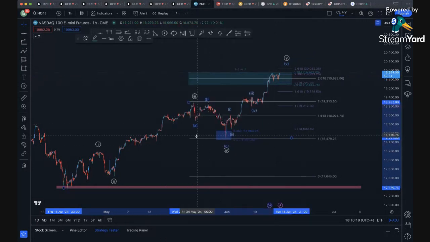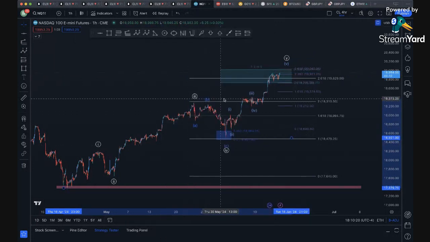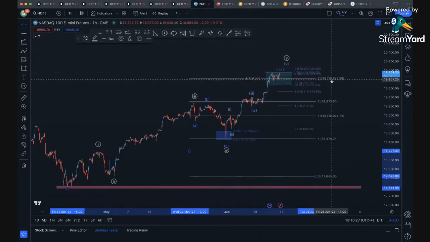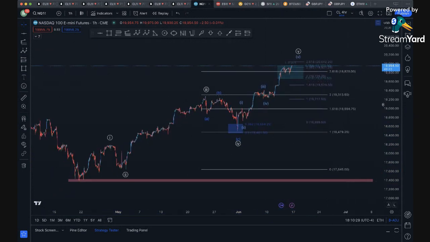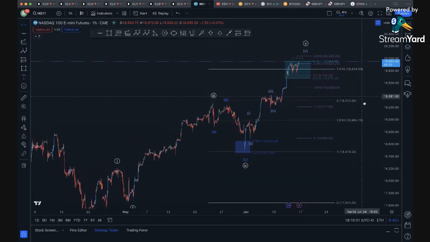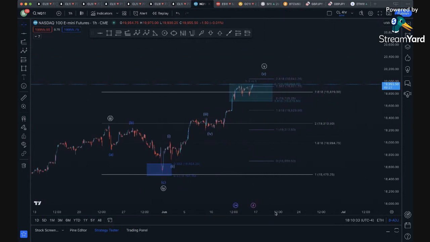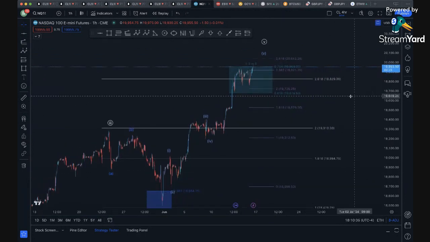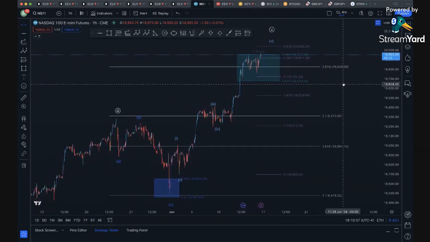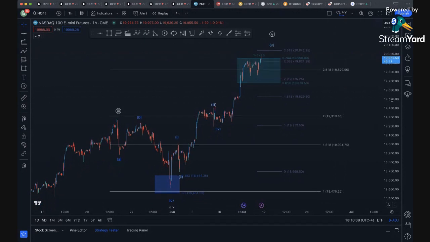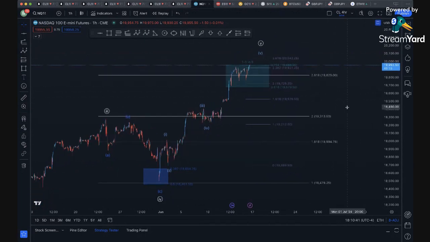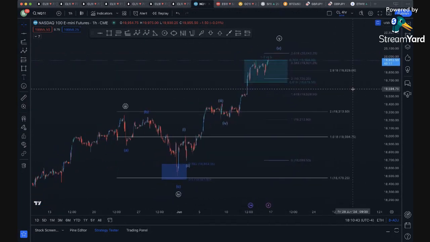Wow, that's really interesting, isn't it? Look at that. So this is the ratio box for where you could expect a wave 5 to terminate. And what's interesting is price is literally banging into the top of that box. So this thing is extended. This thing is extended.